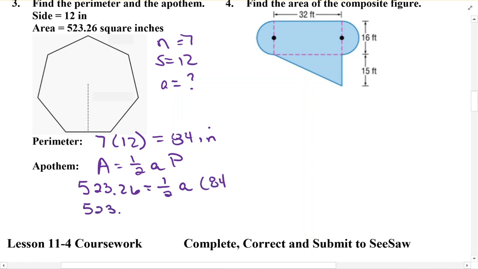So 423.26 equals 84 divided by 2 is 42A. Divide both sides by 42. And we have that the apothem is 12.46 inches.